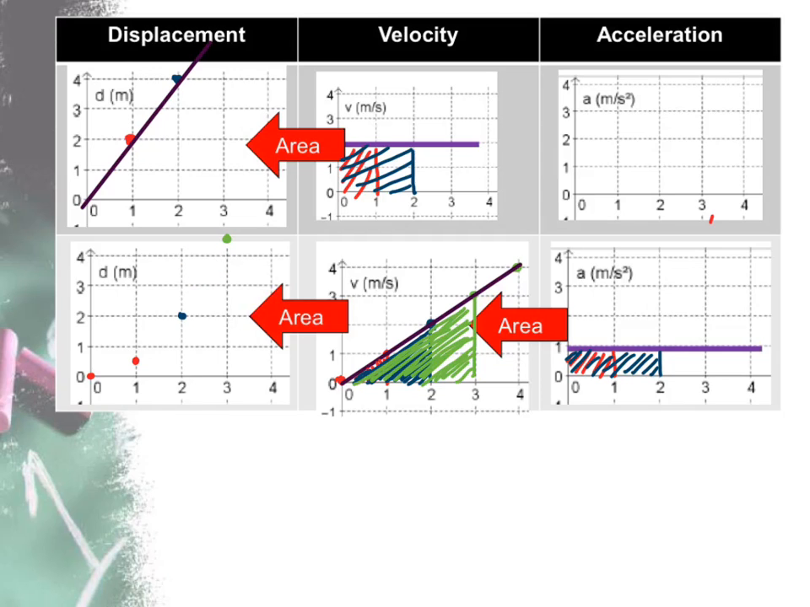Now this is not going to make a line, is it? As a matter of fact, the shape that it makes ends up being a parabola. So whenever you have constant acceleration, you will have velocity that is a line with a slope. And when you have velocity that is a line with a slope, you will have a displacement that has the shape of a parabola.